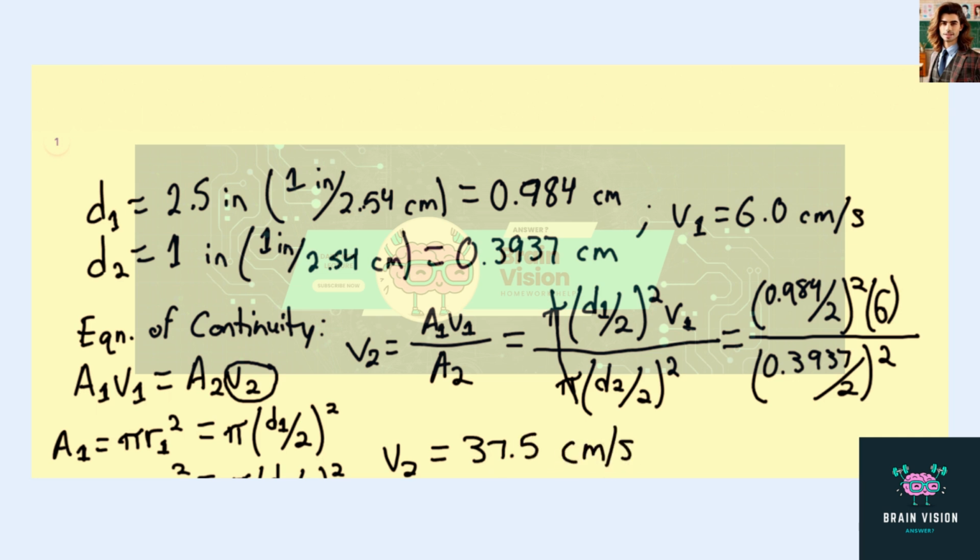So again, as you can see, if the cross-sectional area decreases, the velocity increases in that particular section. So one can say that the velocity is inversely proportional to the cross-sectional area in that specific section. And again, that final answer is going to be 37.5 centimeters per second in the second section of this pipe. And that's the final answer.